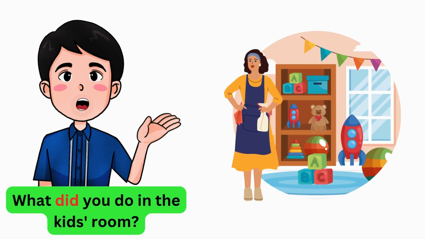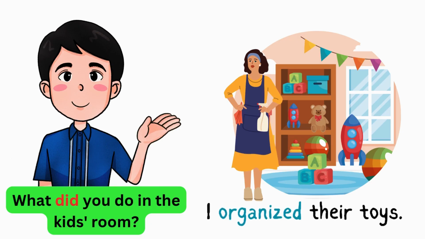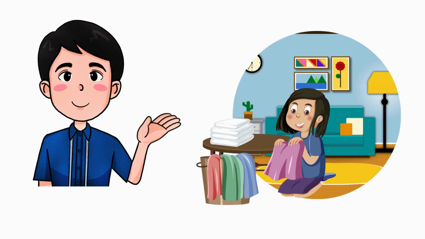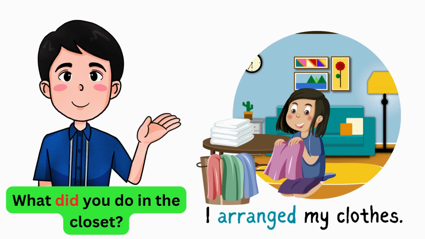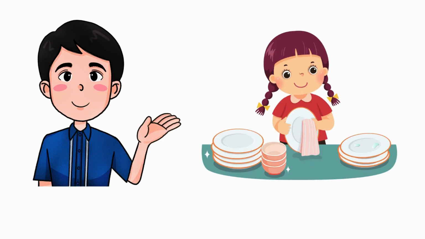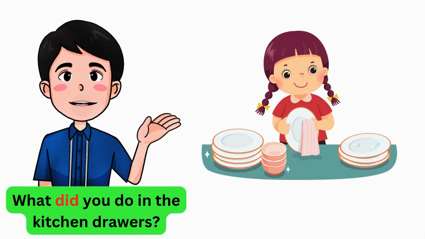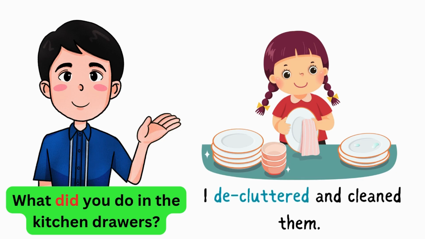What did you do in the kids' room? I organized their toys. What did you do in the closet? I arranged my clothes. What did you do in the kitchen drawers? I decluttered and cleaned them.